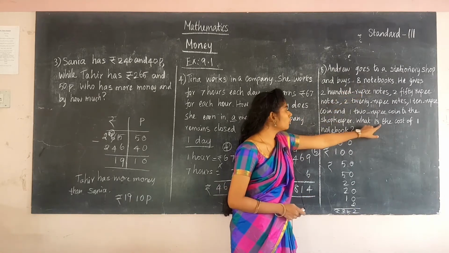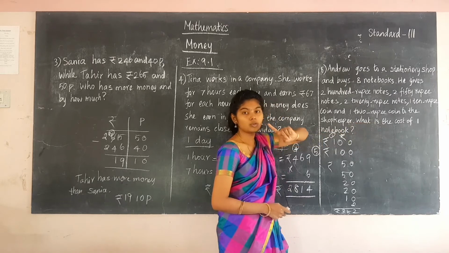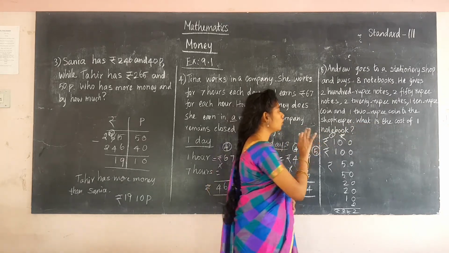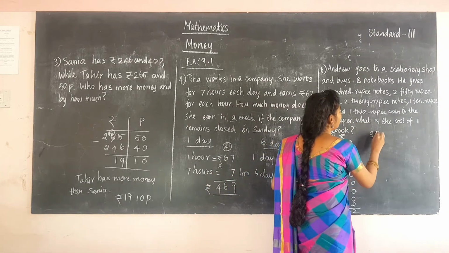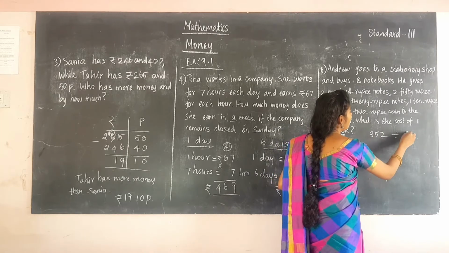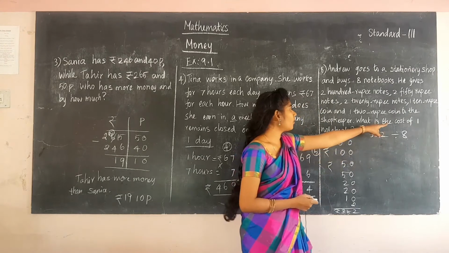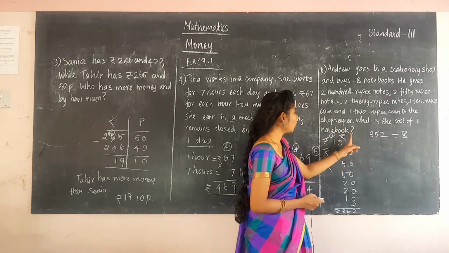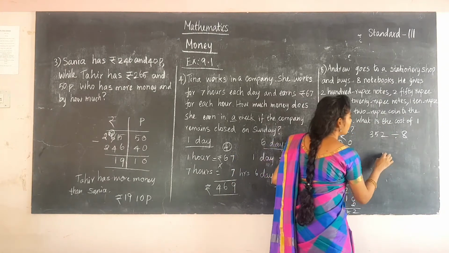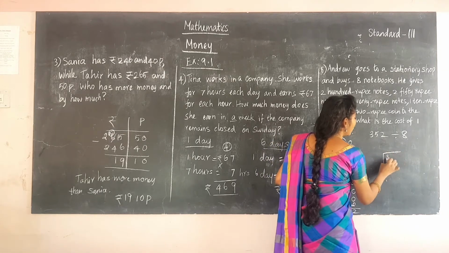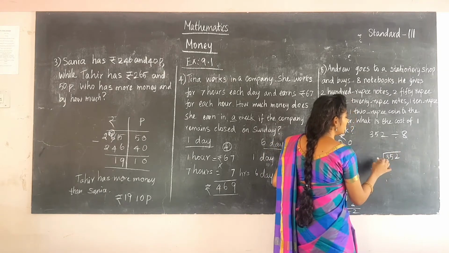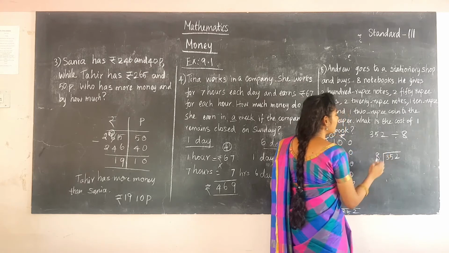So now we are going to find the cost of one notebook. To find for one notebook we have to divide that number. So 352 divided by 8. For 8 notebooks only he is paying 352, no. So for finding the cost of one notebook, we have to divide. So draw the inverted L; the dividend 352 should be written inside and the divisor outside.